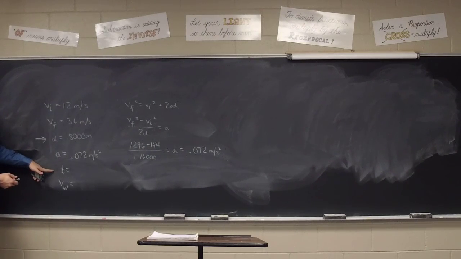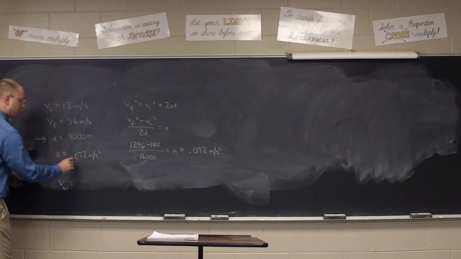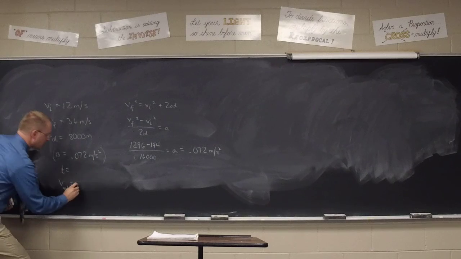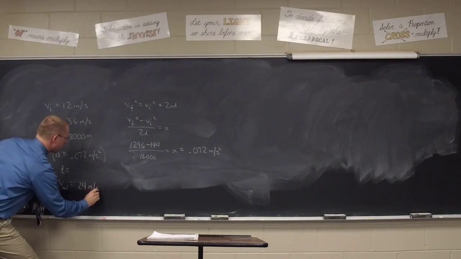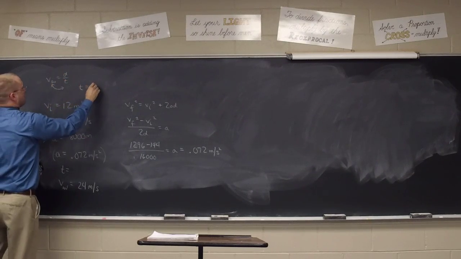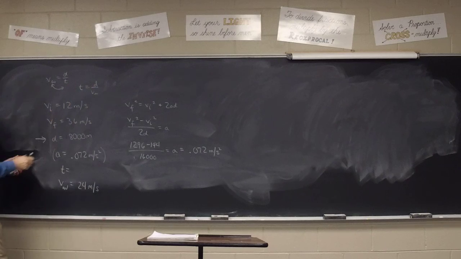Is there a way to find time without using acceleration? There is, if you find the average velocity first. And it's pretty easy to average 12 and 36. 24. So if you go just a little out of order, you could use average velocity as displacement per unit time, alternate these to get the displacement over the average velocity. And so we can take the 8,000 and divide that by 24.